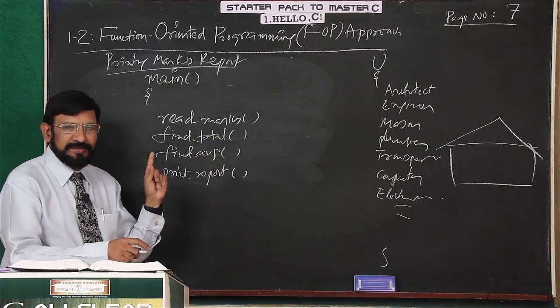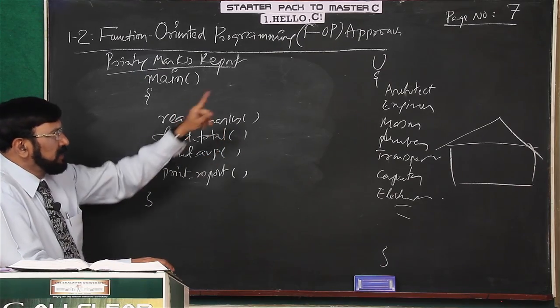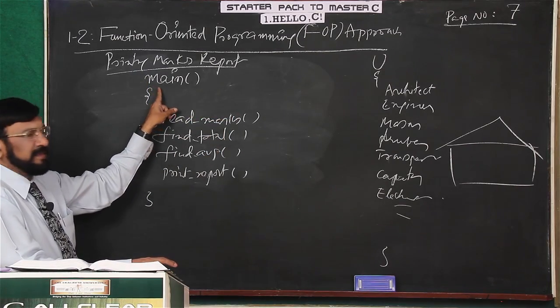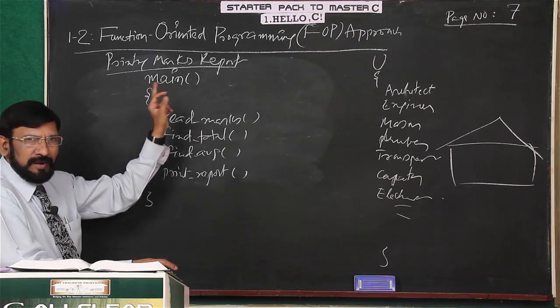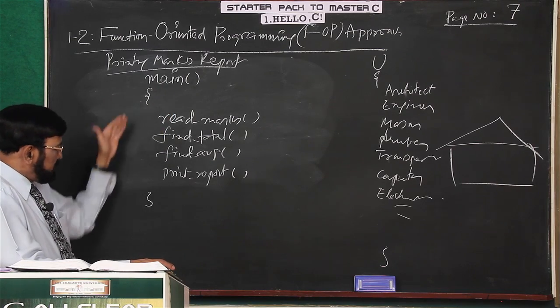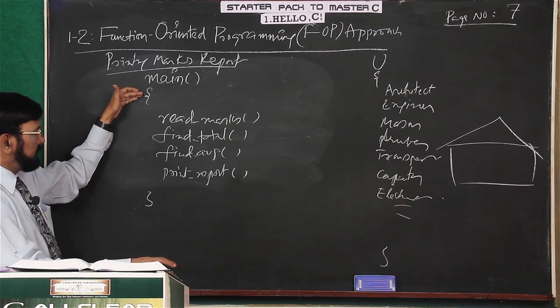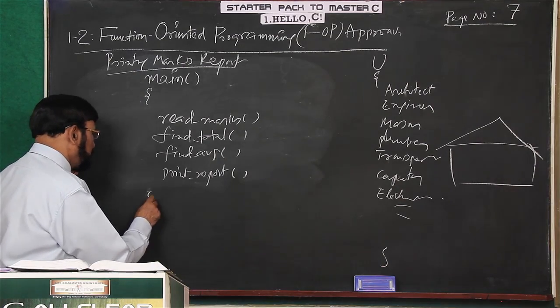Now let us consider this model. They are just similar. Instead of you, main is there. Main function. Always you call it the main function. And this is the program. Already I told you, this is the beginning of the program. This is the ending of the program.